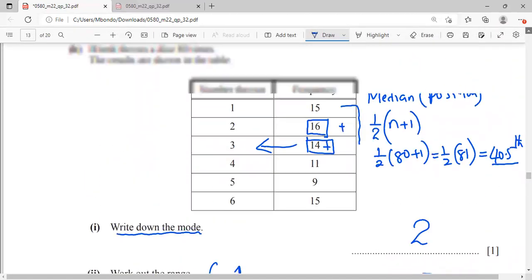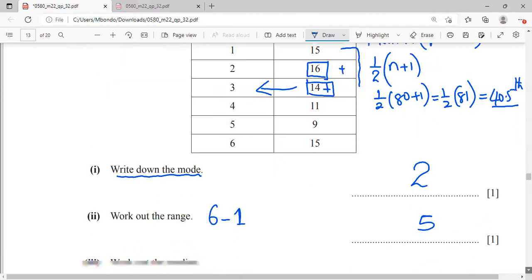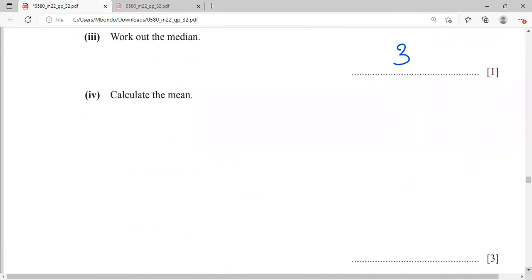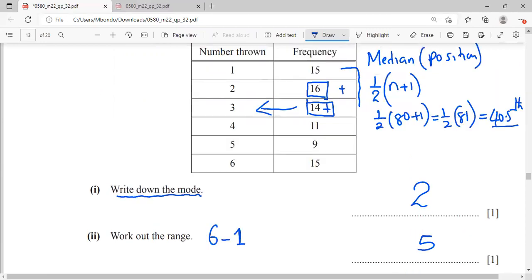Then calculate the mean. We need now to calculate the mean down there. You've seen the question that talks about the mean. Calculate the mean. So the mean, which is x bar, is equal to the summation of fx over the summation of f. What do we get? All right. We need to start multiplying these numbers here, like 1 multiplied by 15, 2 multiplied by 16.